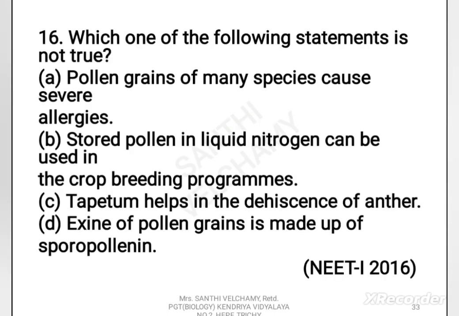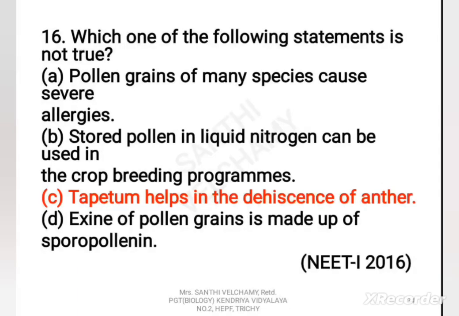Now next question. Which one of the following statements is not true? A. Pollen grains of many species cause severe allergies, B. Stored pollen grains in liquid nitrogen can be used in crop breeding programs. C. Tapetum helps in the dehiscence of anther. D. Exine of pollen grain is made up of sporopollenin. The correct answer is C. Tapetum is the innermost layer of microsporangium that nourishes the developing pollen grains.